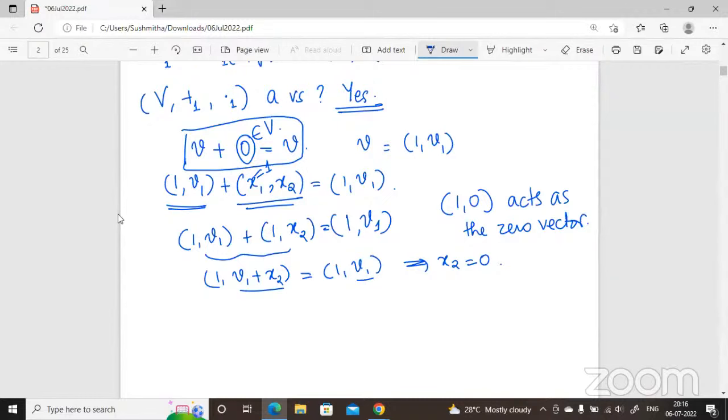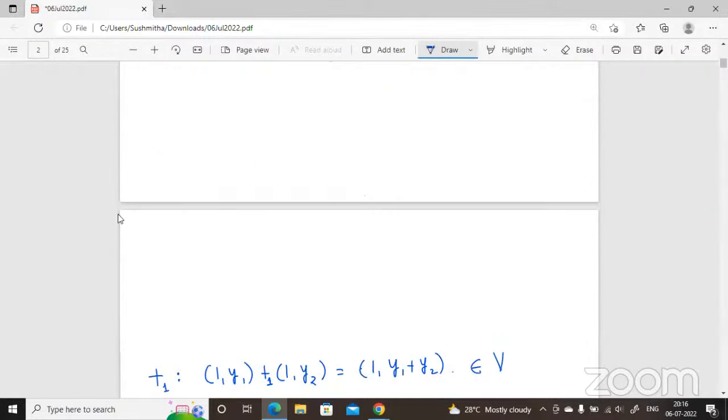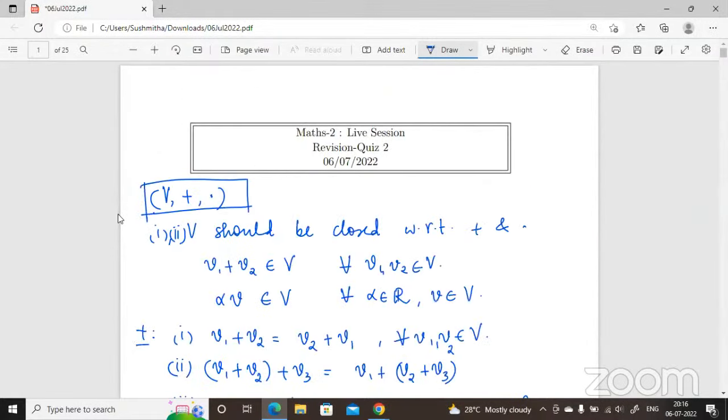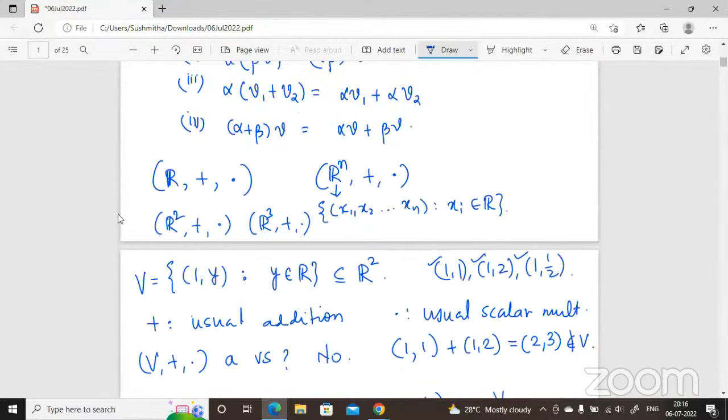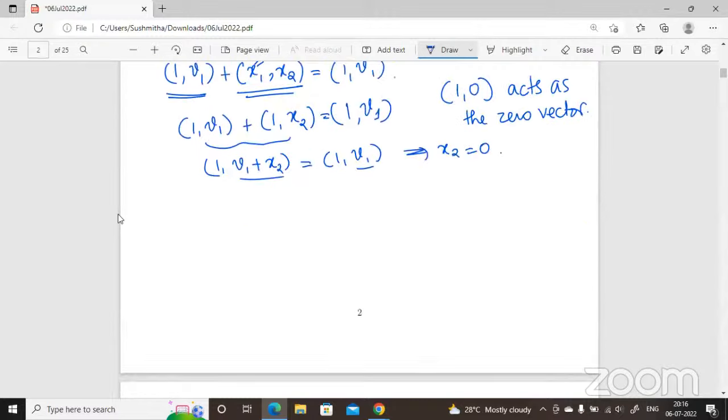Here again, the zero vector need not be equal to (0, 0). You need to calculate the zero vector based on the addition and scalar multiplication that is defined on the set. So a set alone cannot be a vector space. A set along with an addition and a scalar multiplication, only when you talk about both the operations, can you tell whether it is a vector space or not. Based on the operations, the structure itself is going to change, just based on the operations plus and dot. Okay, so this is a vector space.